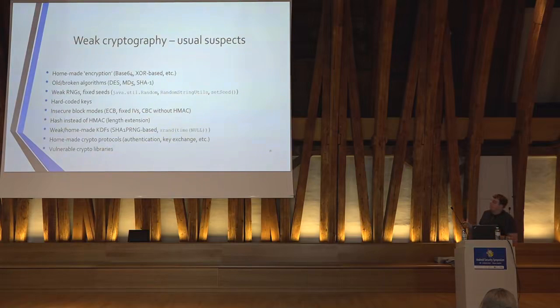Weak random number generation is quite common actually, using Java util Random to generate keys or other data, or RandomStringUtils from Apache Commons, which generates random strings. Internally, it uses util Random, or if you set the seed, the random generator from the time or something like that. Insecure block modes, usually, unfortunately, if you just do Cipher.getInstance AES, you would get the ECB mode.